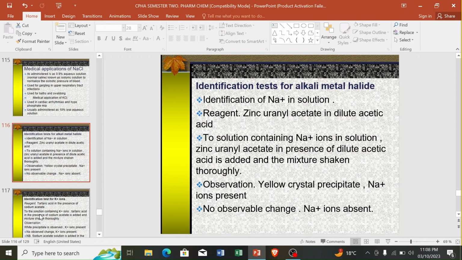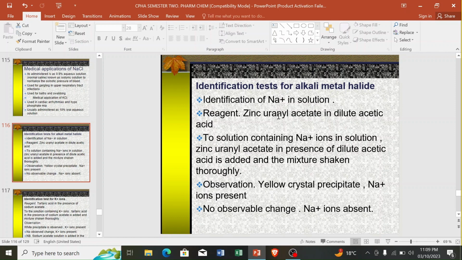Identification test of alkali metal halides. So when we look at alkali metal halides, we still have to identify the cations and anions. The cations that we have are sodium and potassium. And then the anions, we shall have chlorine, bromine, and iodine, or the other halogen compounds become anions. Anions are things with a minus sign. This one has a positive sign. This is a cation.